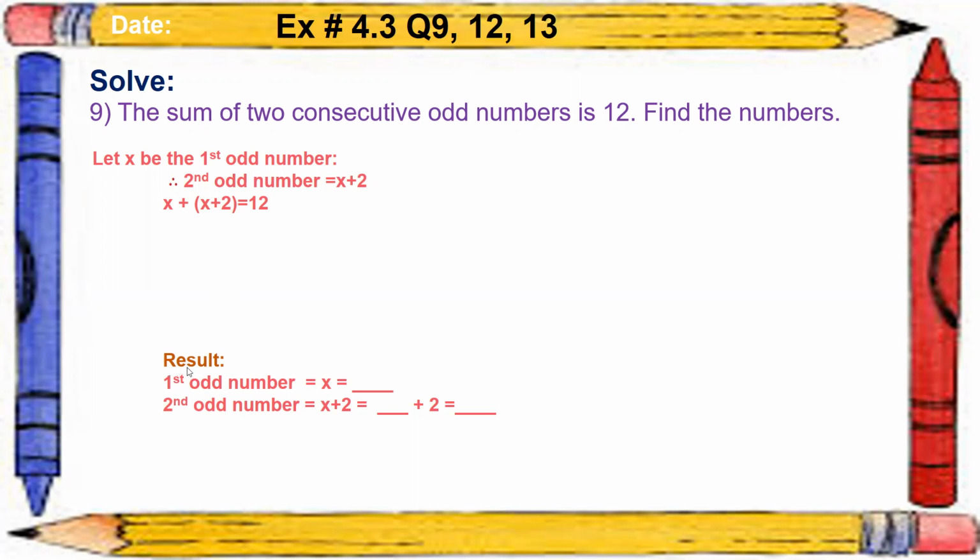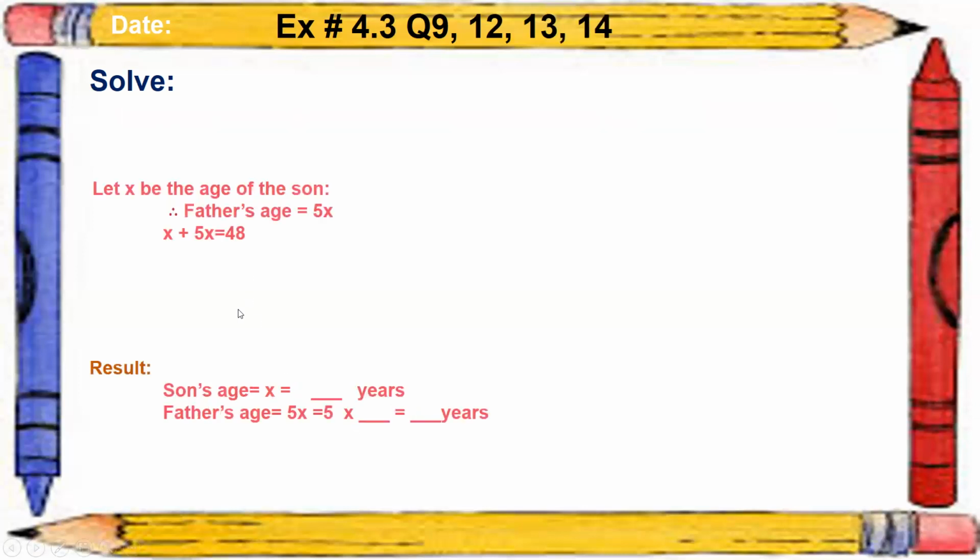Okay, in the end, you have to mention the result that the first odd number, x, is equal to dash. Just mention the first odd number here, and the second odd number will be x plus 2. So you can add this value of x with this 2, and when you add them you get the second consecutive odd number over here. Done, everybody? Now the next question is question number 12.